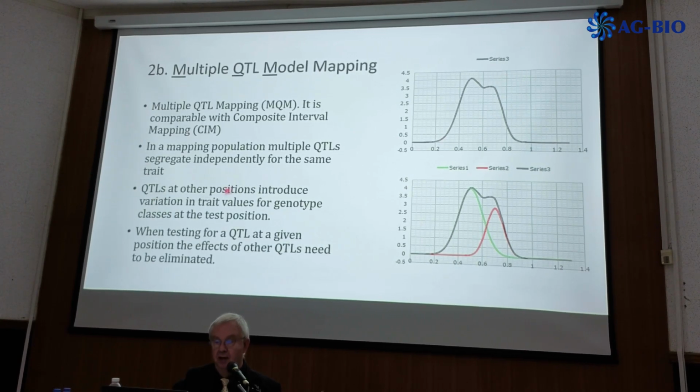So QTLs at other positions introduce variation in the trait values for genotype classes at the test position. So when you test for a QTL at a given position, the effect of other QTLs needs to be eliminated. So when you get a better position on what we call the major QTL, the most important QTL in your data set, you have to remove the effect of this one.